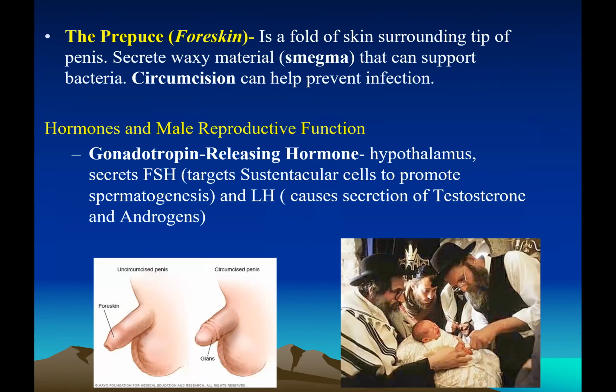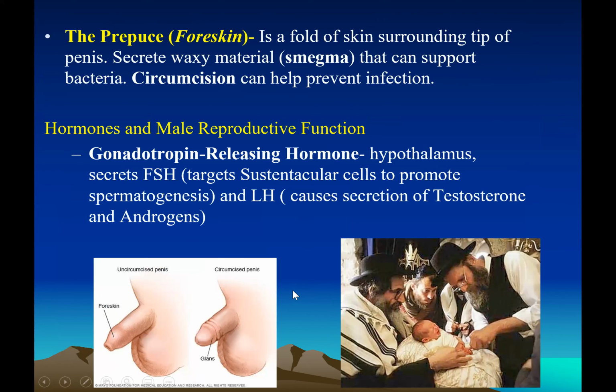Here's a picture. In some cultures, the prepuce is the foreskin, and it can collect a waxy waste material called smegma. So by cutting off the foreskin by circumcision, they can avoid infection happening.